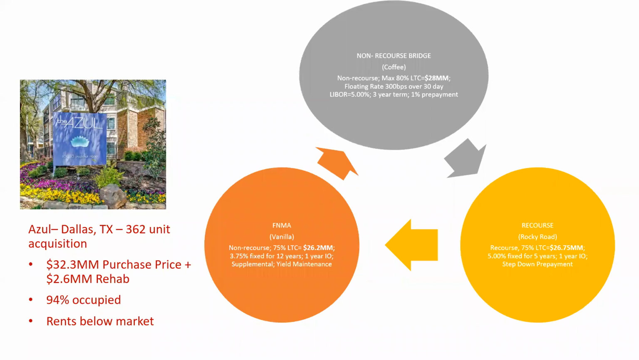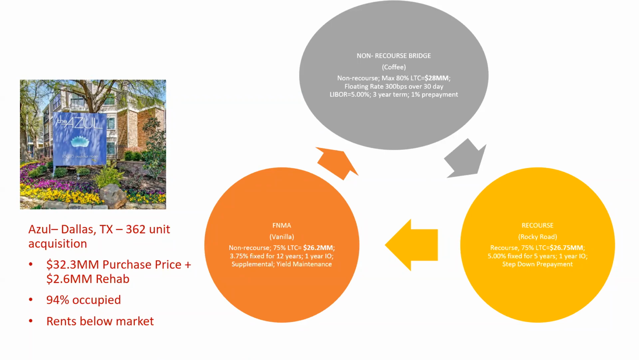The Azul was a 362 unit deal here in Dallas, 32 million purchase, 2.6 million in rehab. It was 94% occupied, but the rents were below market. And on this one, we looked at Fannie, way too big for Freddie SBL. Fannie was at 26.2, so 75% loan to cost, fixed at 3.75.